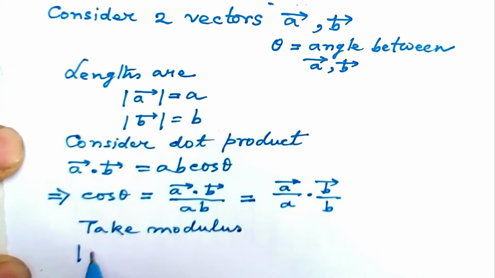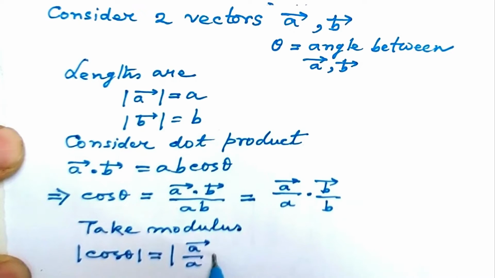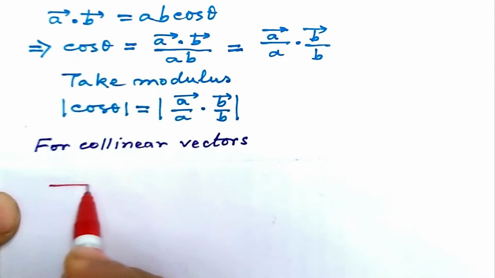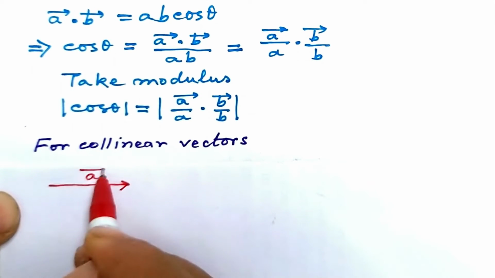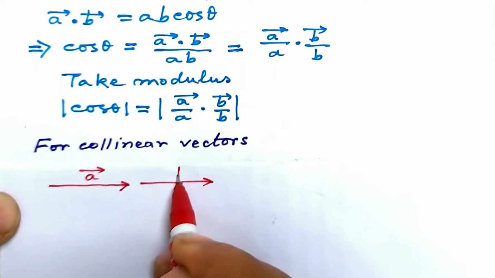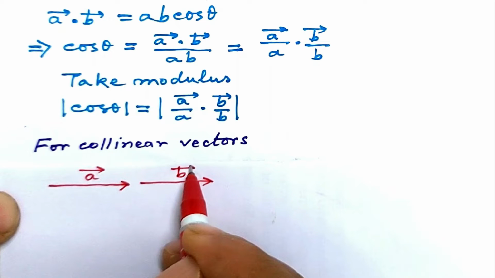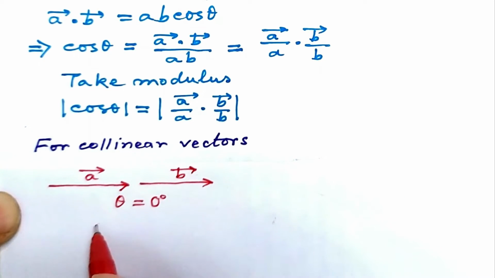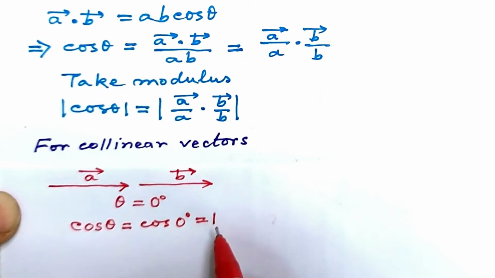Take modulus to get mod of cos theta equal to mod of vector A by A dot vector B by B. For collinear vectors, suppose this arrow represents vector A and this arrow represents vector B. So the two vectors, vector A and vector B, are similarly directed, same direction and sense, and are collinear. They are on the same line. Obviously, angle between them is theta equal to 0 degree. Also, cos theta equal to cos of 0 degree equal to 1.